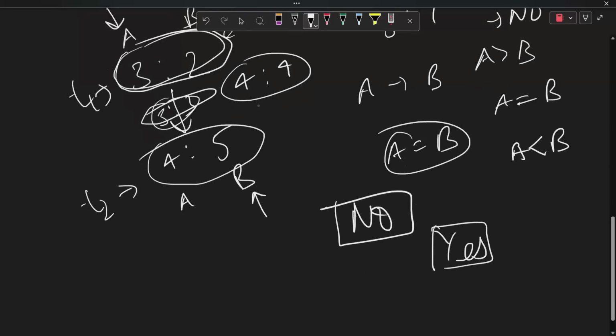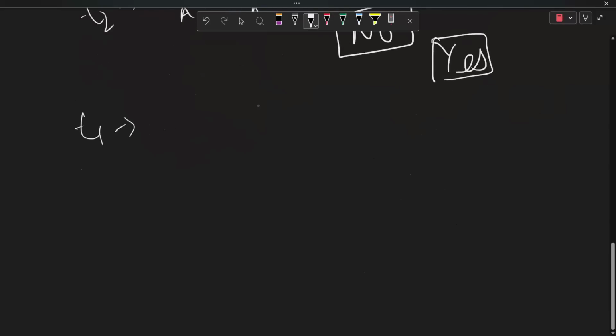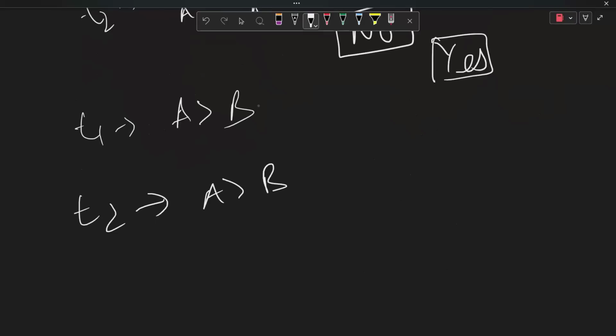So let's suppose team A is leading at T1, and at T2 again team A is leading, then the lead is not changing. Then we can make a sequence where always A is leading and the scores are never equal. In that case, we would give a yes.